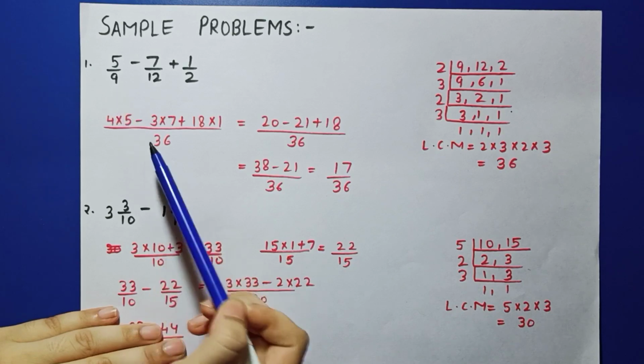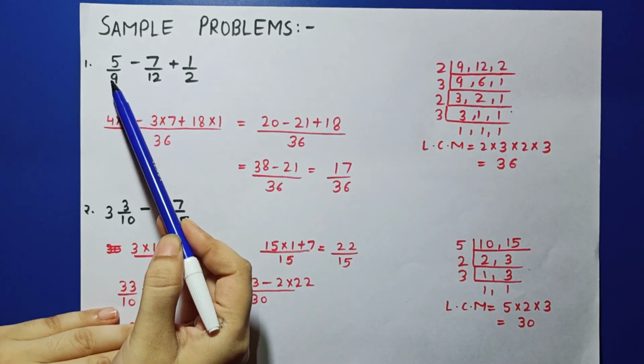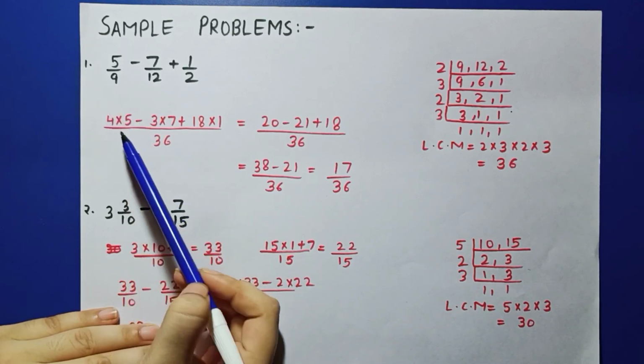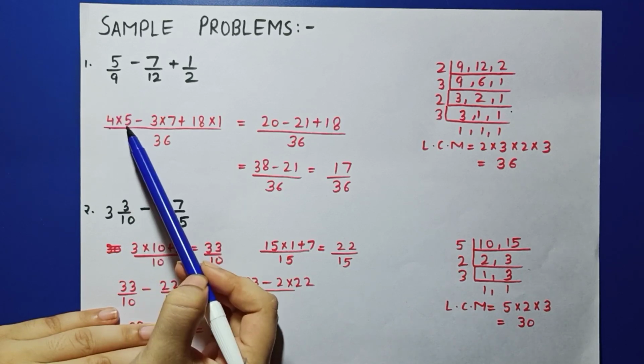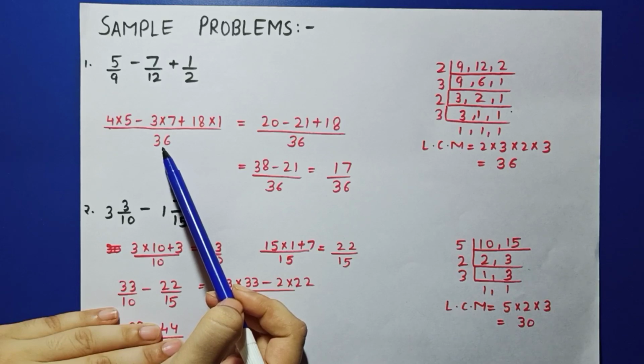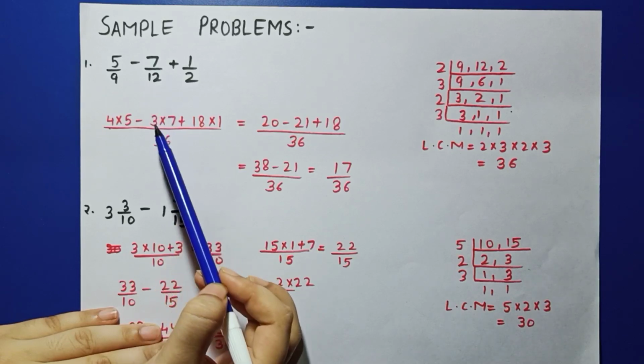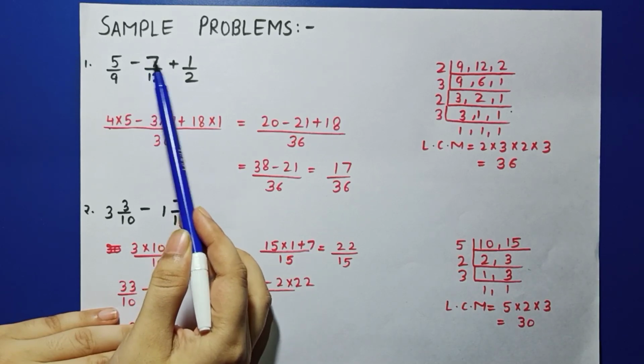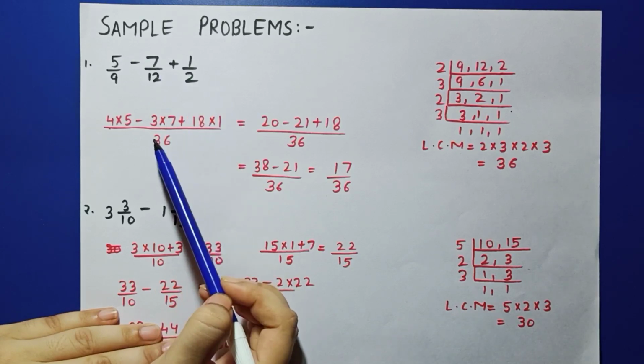So firstly we'll divide this LCM by the denominator. Dividing 36 by 9 is 4. Then this 4 should be multiplied by the numerator, 4 into 5. Then we'll divide 36 by 12. 12 3s are 36, into 7. Then we'll divide 36 by 2.